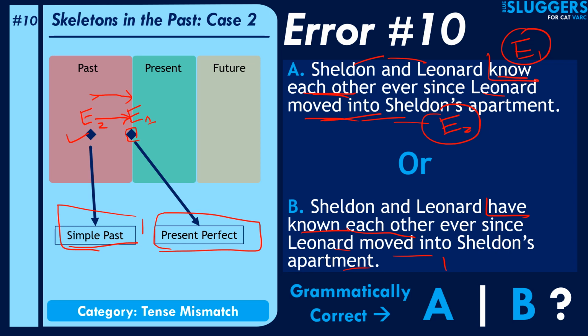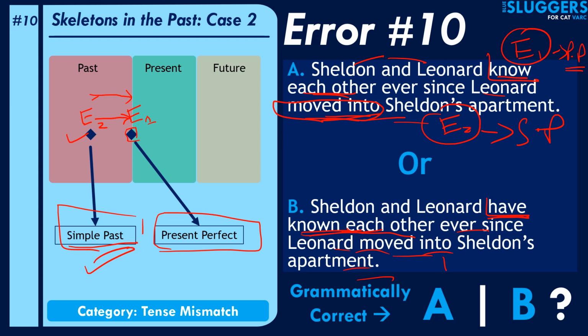So the verb for event one is know each other. For event two, it is moved into Sheldon's apartment. According to this, event two needs to be in simple past, which makes sense. Moved into apartment is simple past. That's fair. But event one, know each other, should be in the present perfect form, which it is not. This simply says know each other, in fact they know each other. This is the simple present tense. So it needs to be in present perfect form. We would rather want to have known each other here. So: Sheldon and Leonard have known each other ever since Leonard moved into Sheldon's apartment, right?